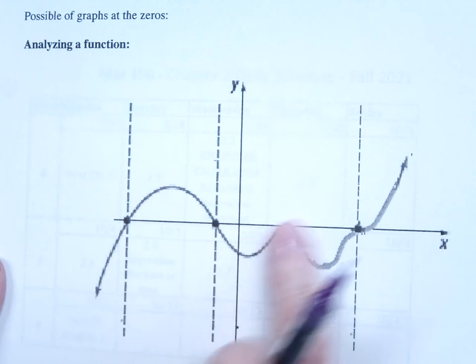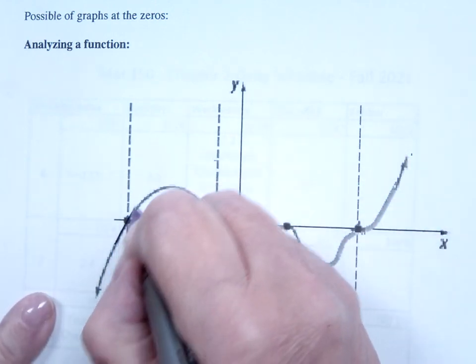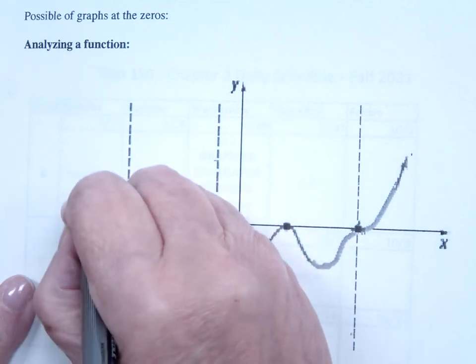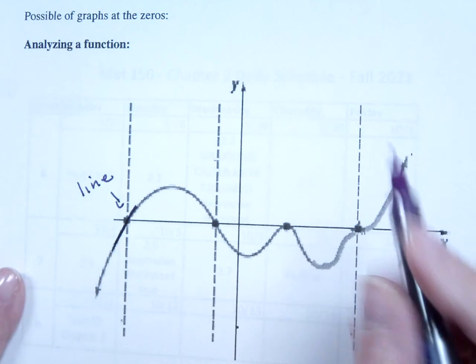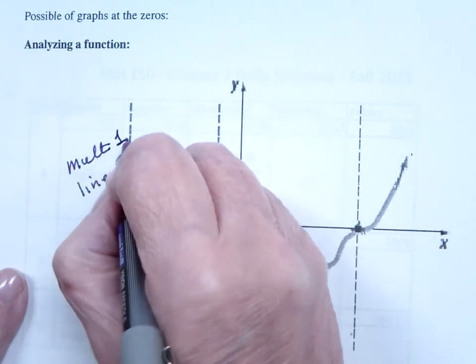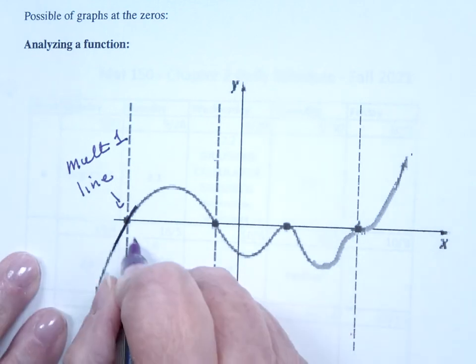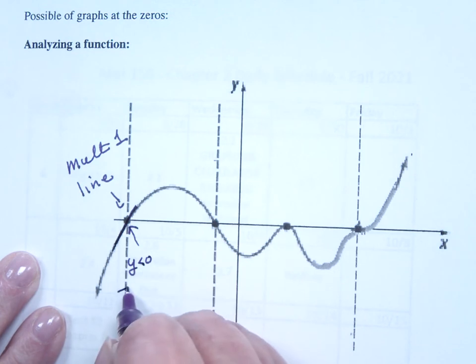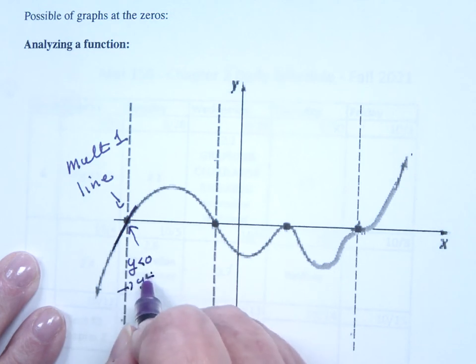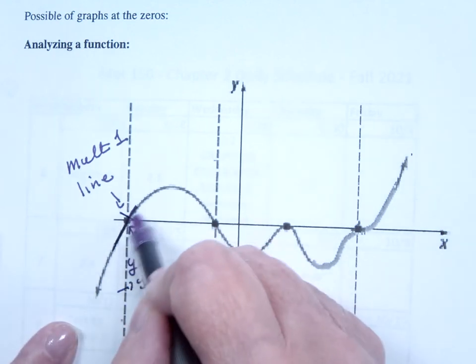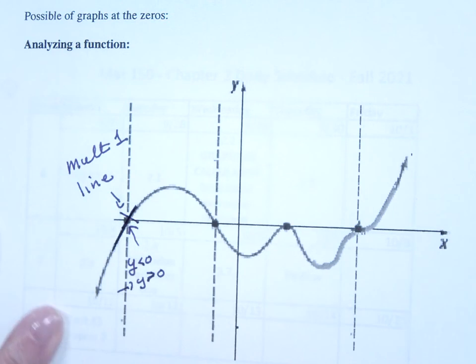Well, as I take a look at this, I notice this is a straight line. Now, what does a line mean? This means multiplicity 1. And I also note that on one side y is negative and it changes to y positive. Why? Because it crossed the x-axis. Multiplicity 1, negative to positive.